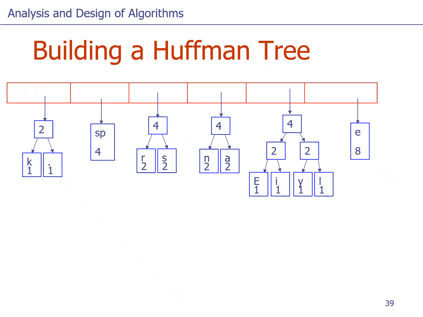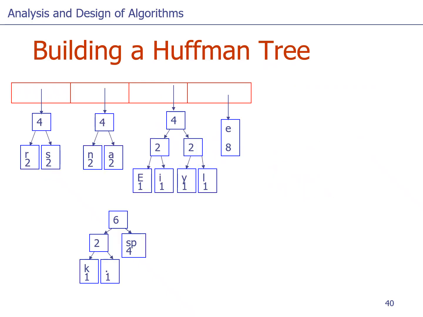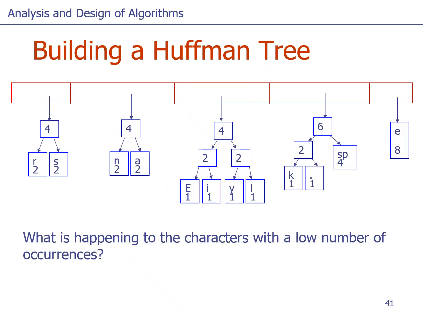Next I will dequeue the pair at the front of the priority queue, which is the tree for K and dot and the space. That's what you see here. So the sum of the frequencies is 4 and 2 is 6, and that's what I insert in the root, and then I put back into the priority queue.